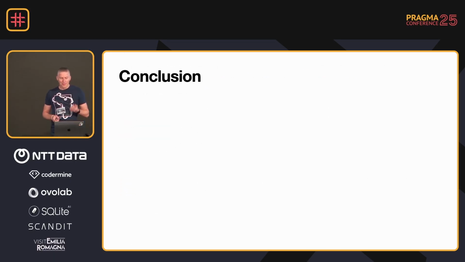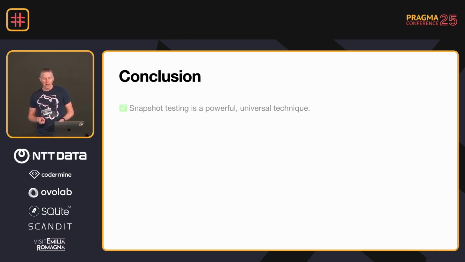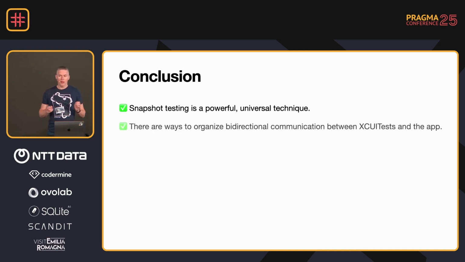And conclusion. I hope I convinced you today that snapshot testing is a powerful and versatile technique. I just would like to emphasize that it works. In our case, for analytics events, you can use it for UI, you can use it for network requests, everywhere. There are different ways to communicate between the UI test and the main app. Sometimes you have to be creative, but it works.